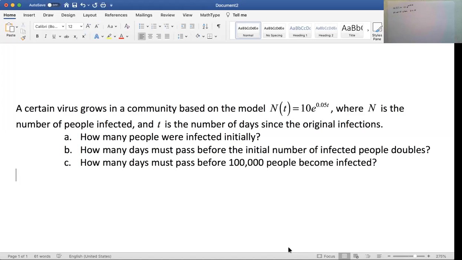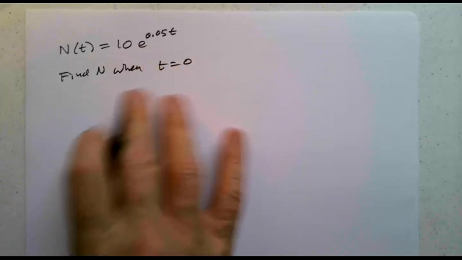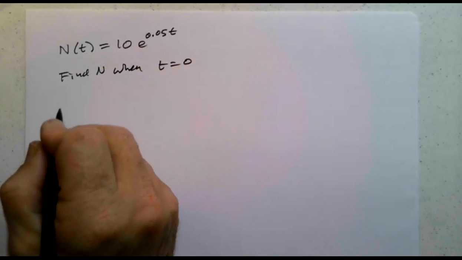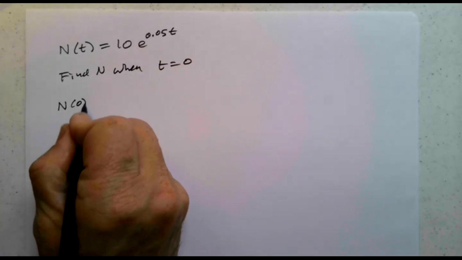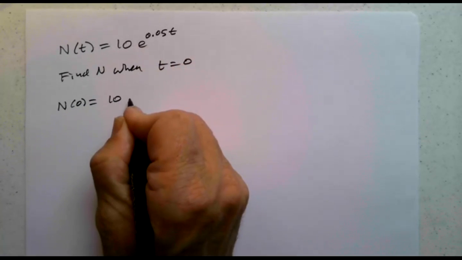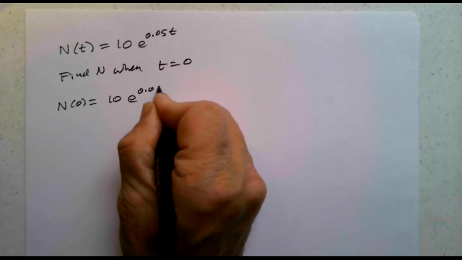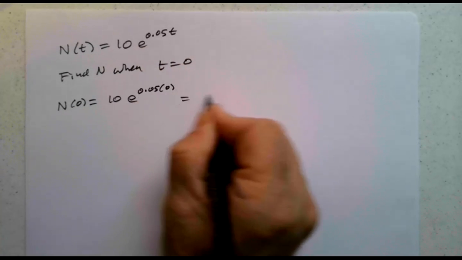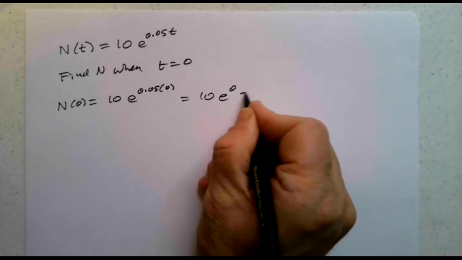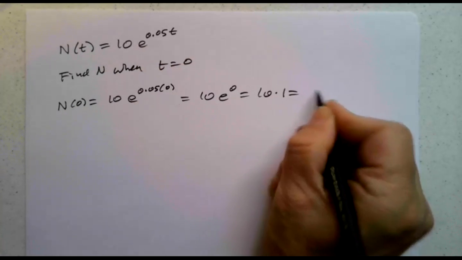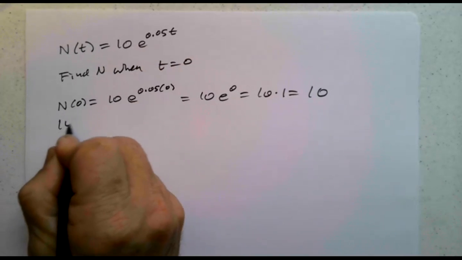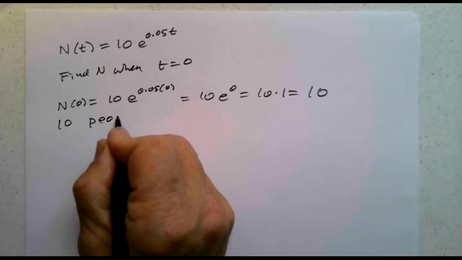So let's take a look. There's our original equation, and that's what we're looking for. So what is n of 0? That is 10 times e to the 0.05 times 0, which is 10 e to the 0, which is 10 times 1, which is 10. So 10 people were infected initially.